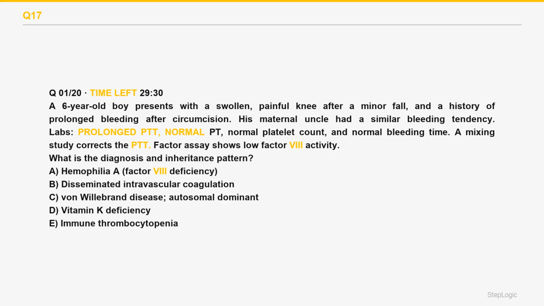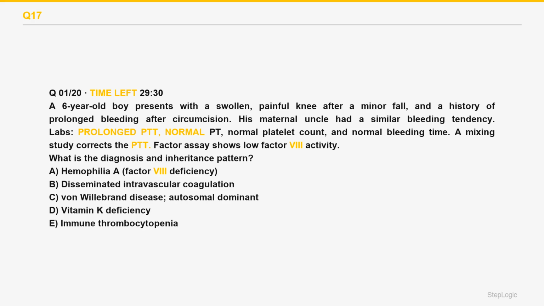What is the diagnosis and inheritance pattern? A 6-year-old boy presents with a swollen, painful knee after a minor fall and a history of prolonged bleeding after circumcision. His maternal uncle had a similar bleeding tendency. Labs: PT normal, PTT prolonged, normal platelet count, and normal bleeding time. A mixing study corrects the PTT. Factor assay shows low factor VIII activity.